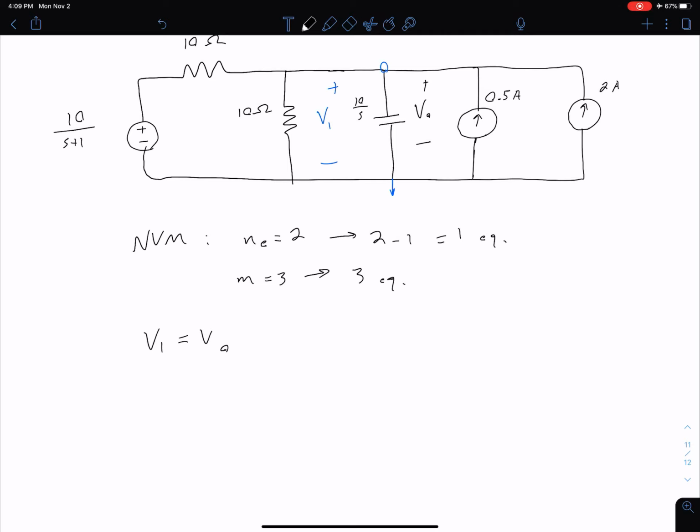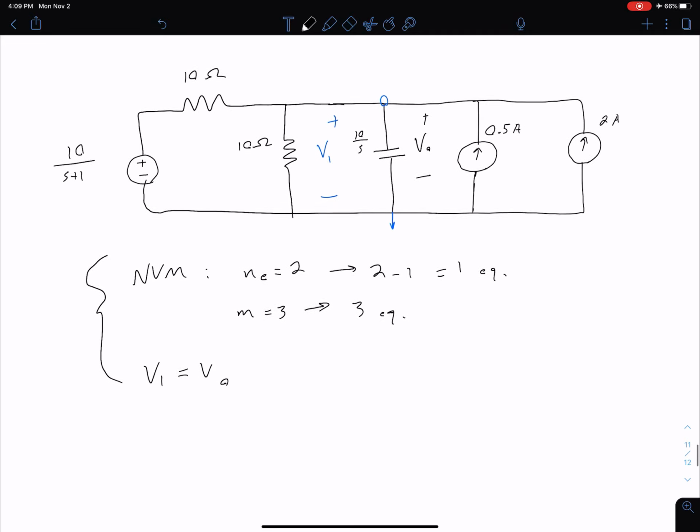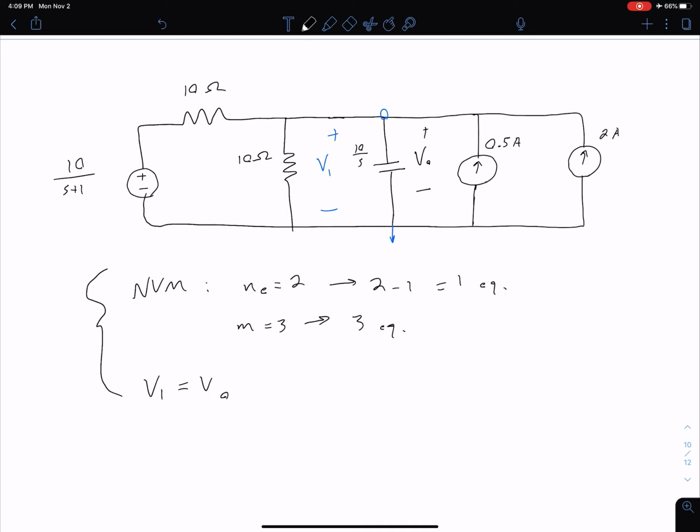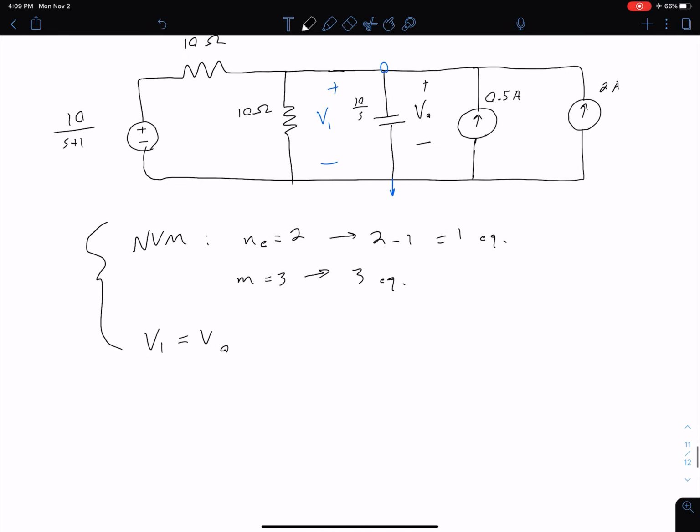So these are the kind of things that you want to be considering as you're choosing which analysis method to use. And again, there's not necessarily a right way. Sometimes there might be a quicker or an easier way, but if you prefer to do it another way, then by all means do that method. Okay, so we're going to write our node voltage equation at that node 1.